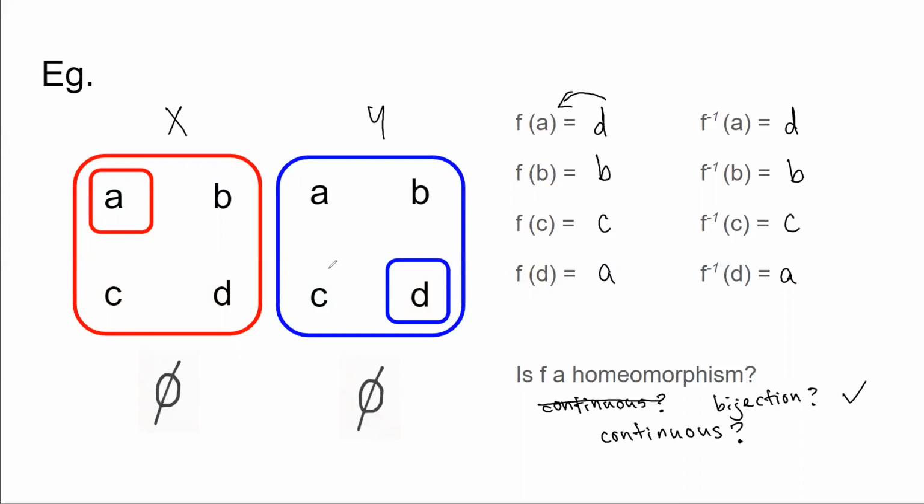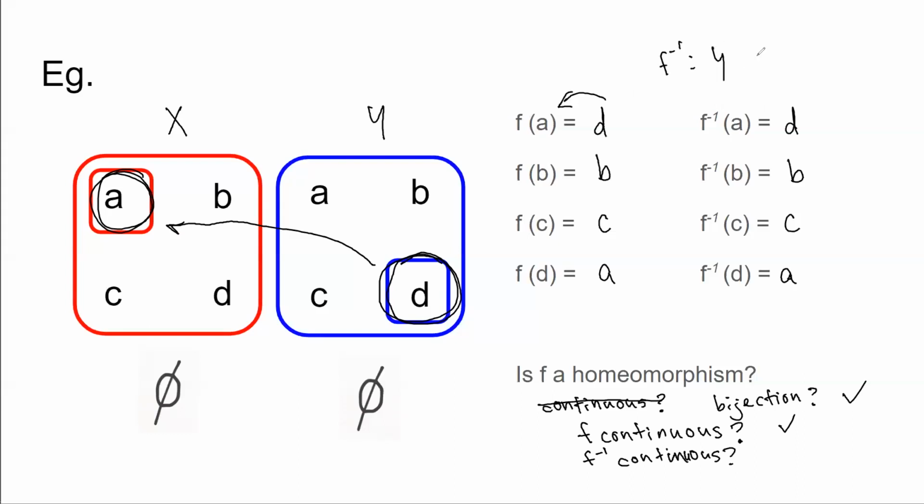So let me take a look at the open sets in Y. So there's one open set, which is around D, and its preimage is A. So f is continuous. And is f inverse continuous? Is f inverse continuous is the final requirement. And let's take a look at the open sets in the image of f inverse. So the image of f inverse, remember f inverse goes from Y to X. So I need to look at open sets inside of X. And so I see that there's one interesting open set.